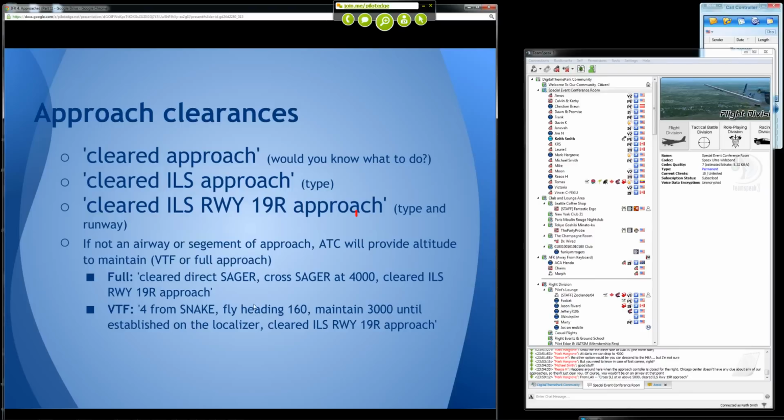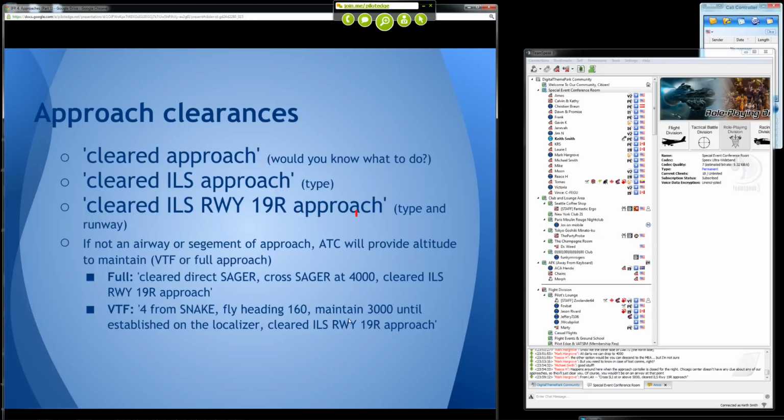You might have heard "fly heading 160, join the localizer." This usually means the controller is running out of time. They don't have time to spit out the entire approach clearance, so we break it up into two steps. So: "Cessna 3 Alpha Bravo, fly heading 160, join the localizer," or "intercept the runway 19 right localizer." Now you've got the heading, and you've been told to join the localizer.